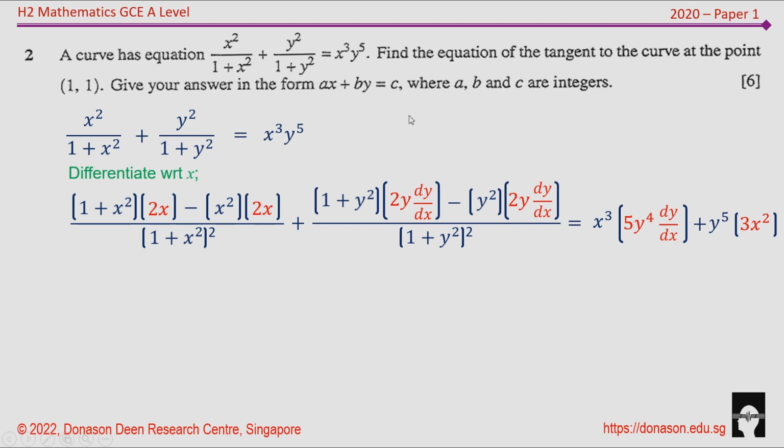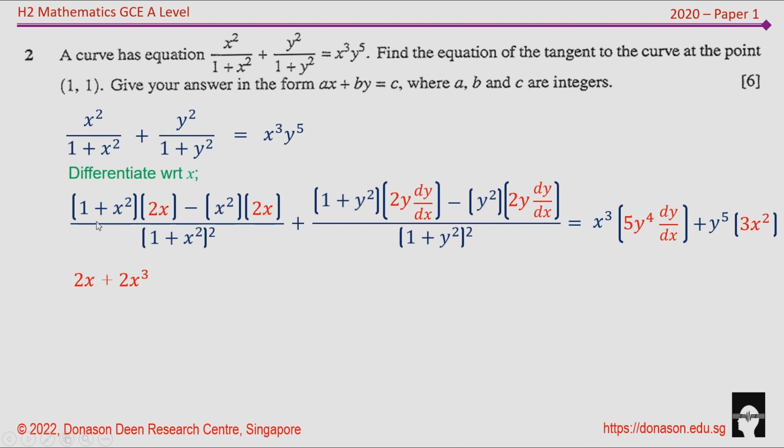So now all that we need to do is to find the value of dy dx when x is a 1 and y is a 1, and that should give us the gradient of the tangent. So now we could simplify this, okay, so that the substitution and simplification would become easier.